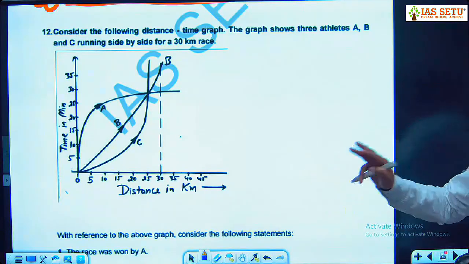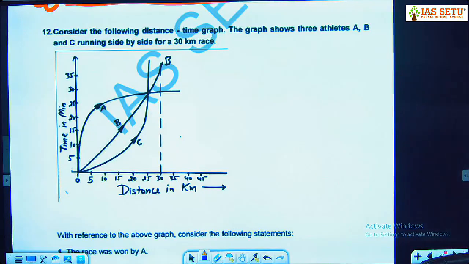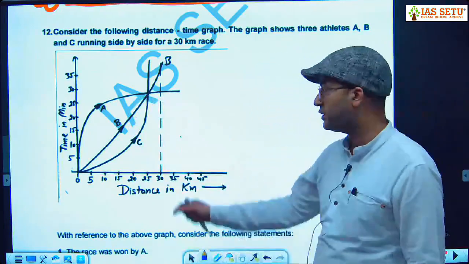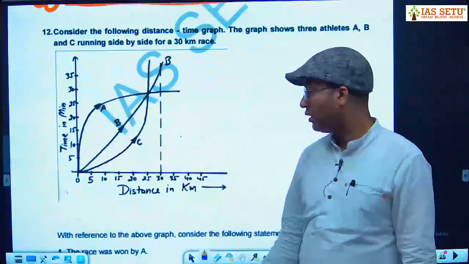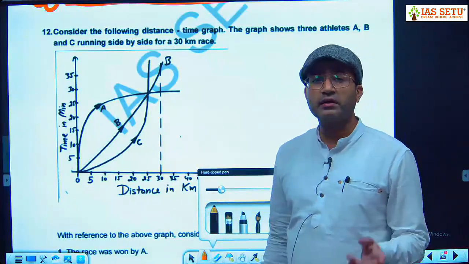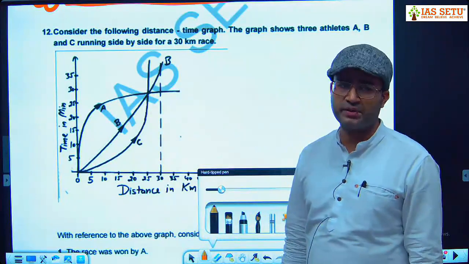Now here let me try the third statement first. What is the third statement in the question? Third statement is C ran very slowly from the beginning. These are three athletes running a race, A, B, C in a village. C ran very slowly from the beginning, so we will check somewhere in the beginning or in the middle.